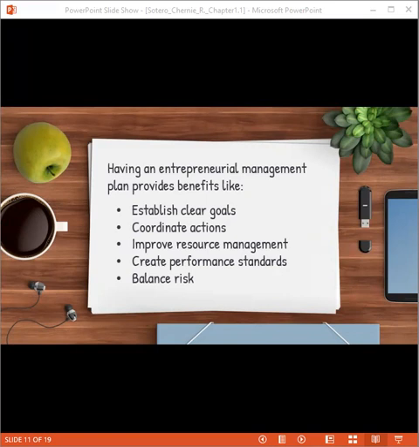Through an entrepreneurial management plan, you can determine where to spend your resources before you commit them. This ensures you are using all your available resources and using them in the best possible way. So fourth, create performance standards. So how can we create performance standards by having an entrepreneurial management plan?